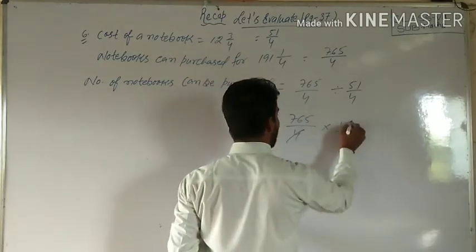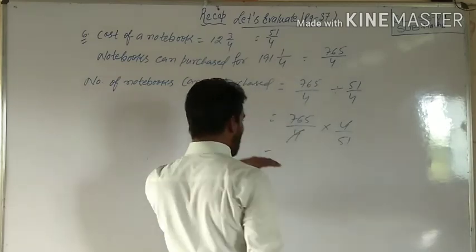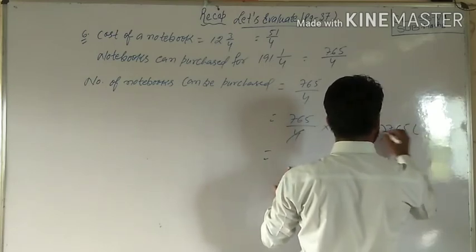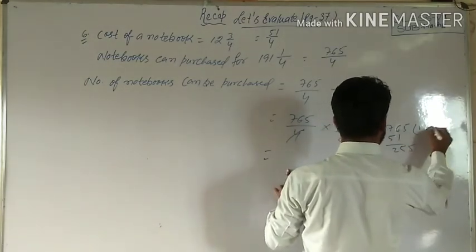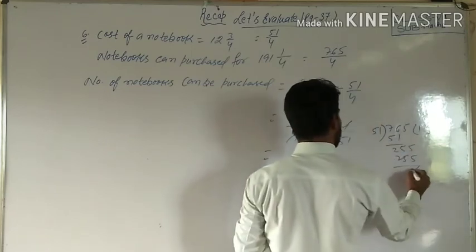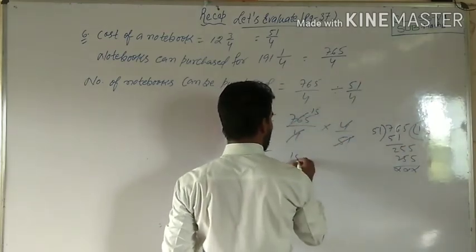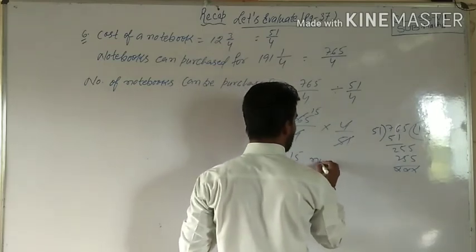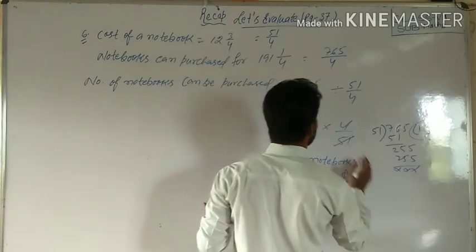So 4 cancels with 4. 51 into 15 is 765, so 765 by 51 gives 15. I think students, what is the answer? 15. 15 means the number of notebooks. 15 notebooks can be purchased on the given amount.